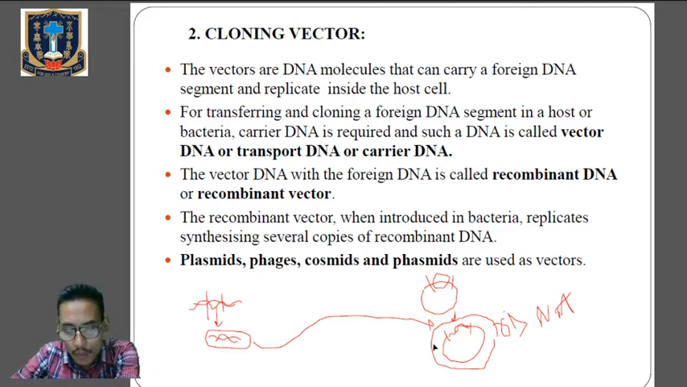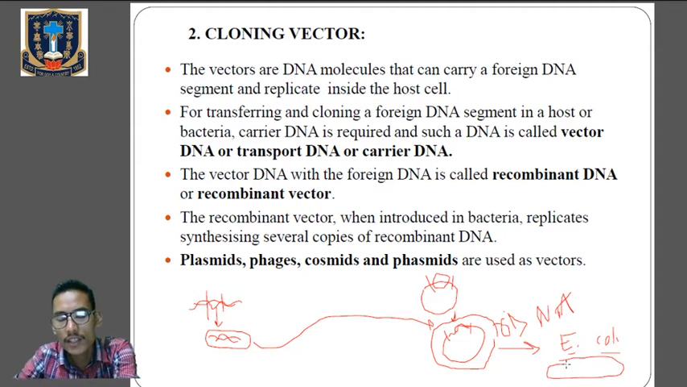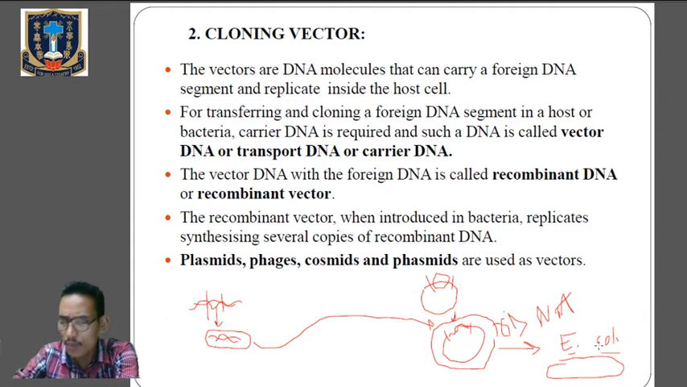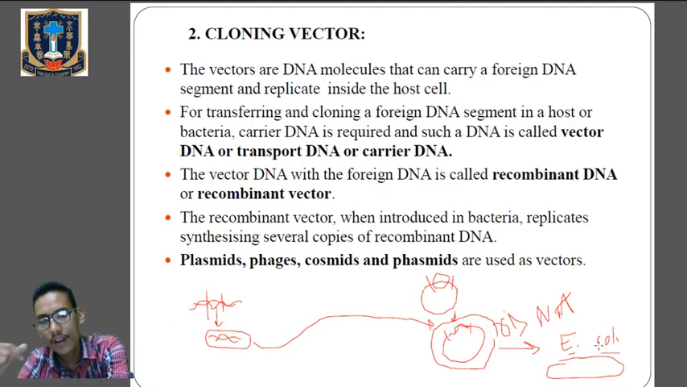Now whenever we introduce this recombinant DNA into the host, let's say into the E. coli, which we have learned in our first class, the host cell, this recombinant DNA will multiply within the E. coli cell by the action of the enzyme DNA polymerase. So DNA polymerase of the E. coli cell will not only multiply the DNA of the vector, but along with the vector DNA, the foreign DNA will also be replicated and will produce several copies.